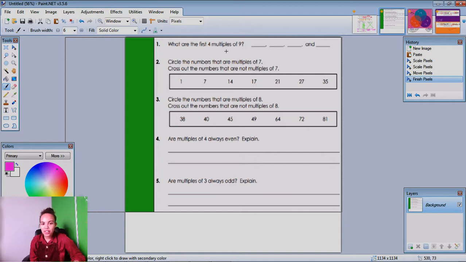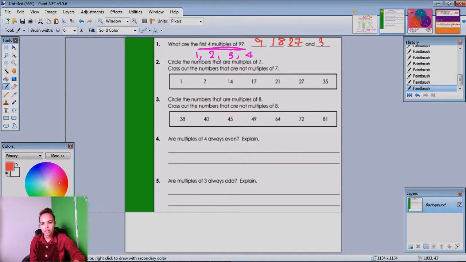Here we go. What are the first 4 multiples of 9? Okay, so I need the first 4 multiples. That's the first, the second, the third, and the fourth multiple of 9. So 9 times 1 is 9. 9 times 2, 18. That's the second multiple. The third multiple, 27. And the fourth one is 36. Okay, so I think everyone should have gotten that correct, right? Okay, let's keep going.